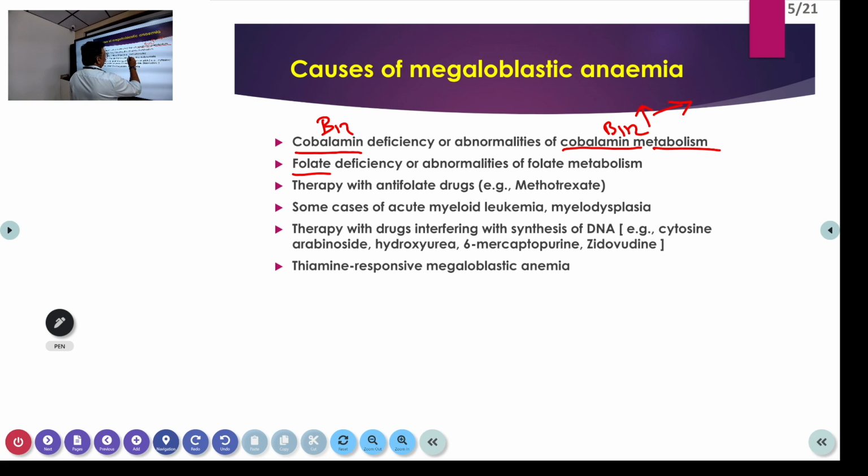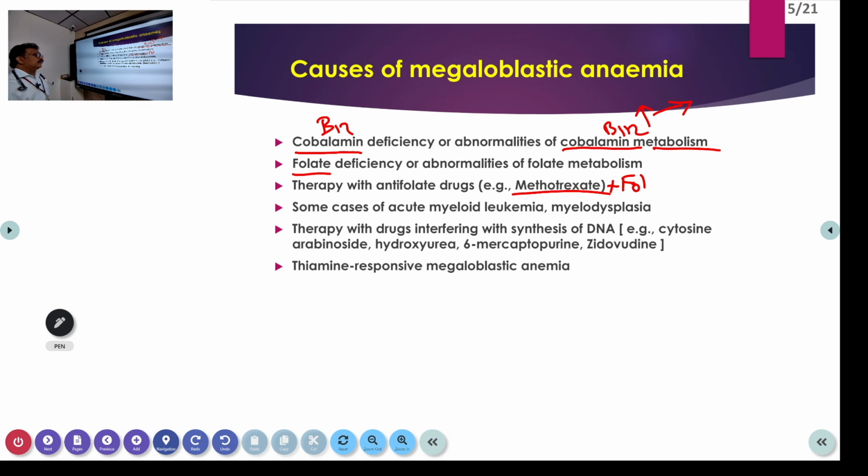Methotrexate is an anti-folate medication that can produce folic acid deficiency. That's why we always give folic acid along with methotrexate. But if folic acid is not given or the patient has not taken folic acid, he can develop megaloblastic anemia, neutropenia. Then folic acid is the treatment.